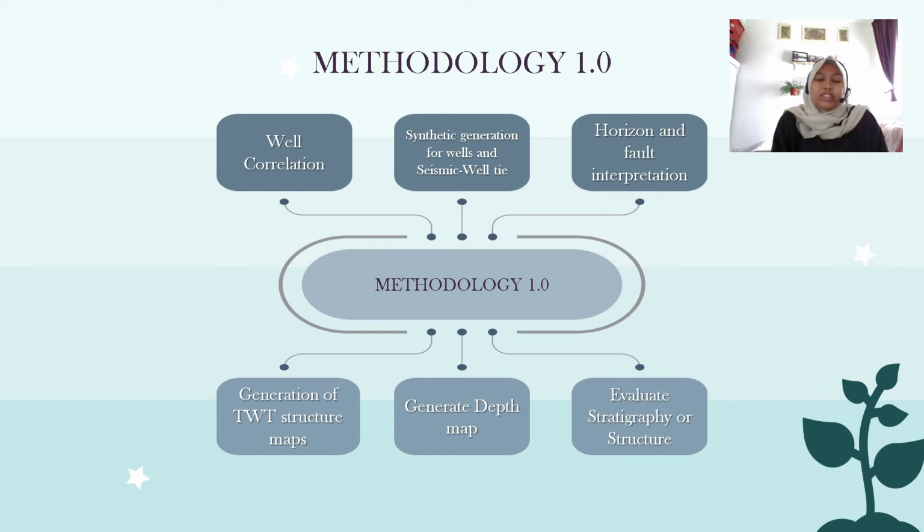Now I'll be presenting the methodology part. The methodology is divided into six. First is well correlation. Second is synthetic generation for wells and seismic well ties. Third is horizons and fault interpretation. Fourth is generating the TWT structure map. The second last is generating the depth map. And the last part is to evaluate the stratigraphy and structure.